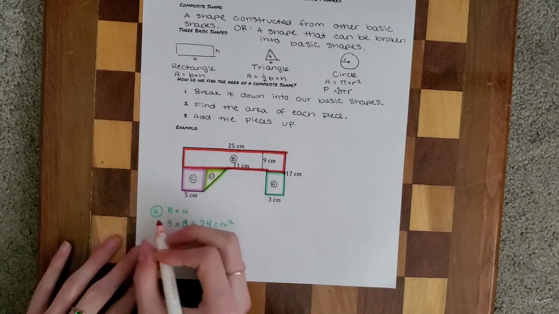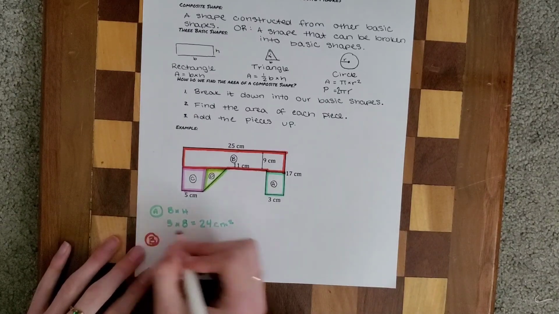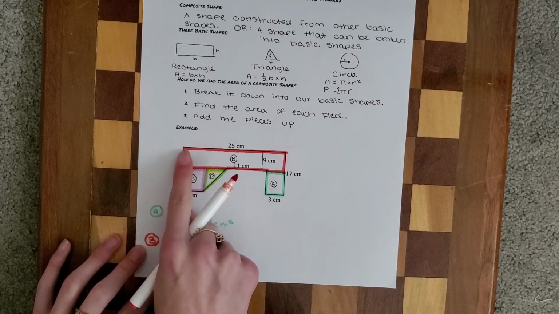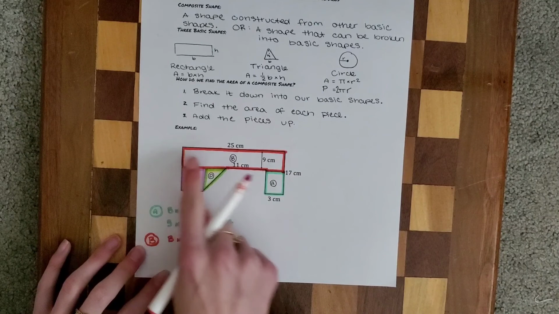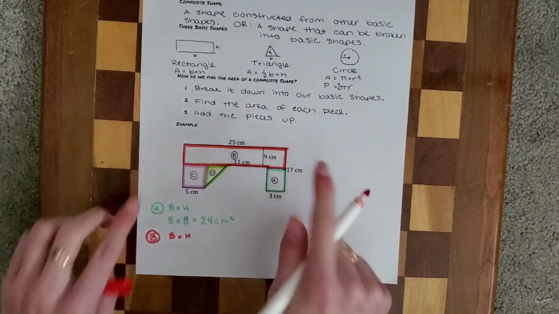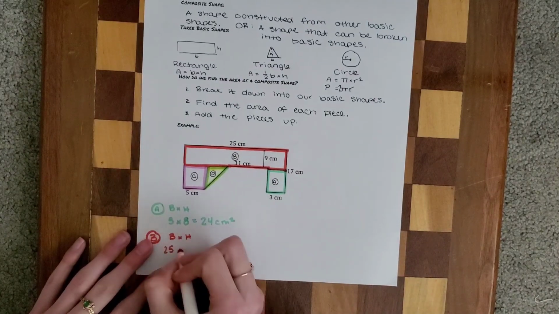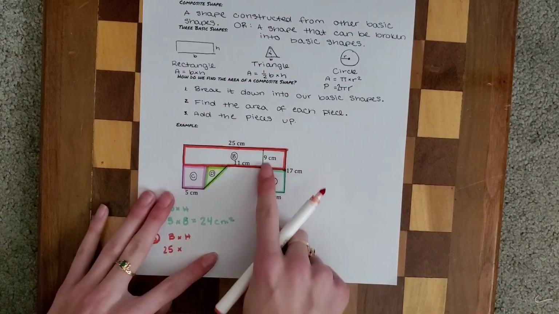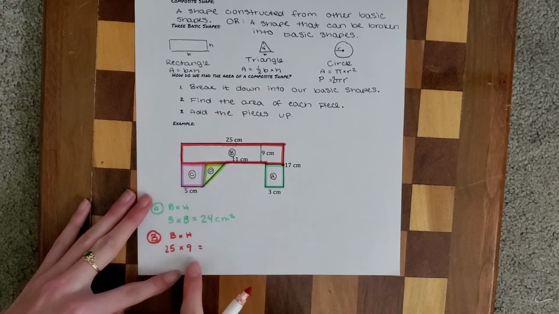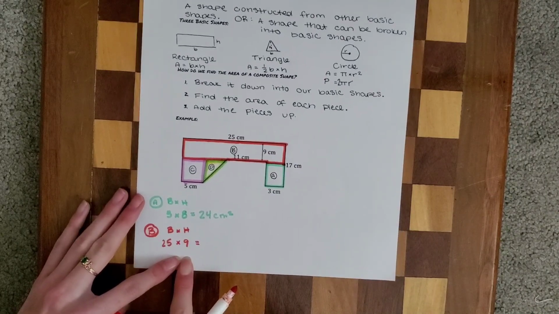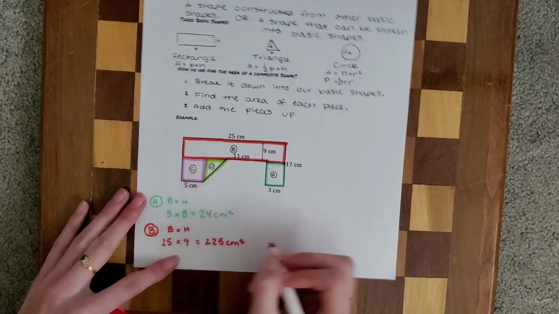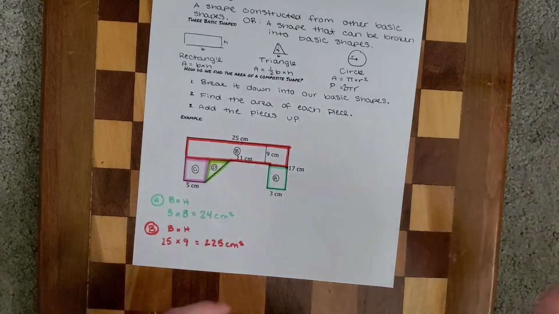Now we do piece B. And piece B also happens to be a rectangle. And so we're going to do base times height again. In this case, our base is 25 centimeters. Now pay attention, it's not 11 because this piece is 11, but the whole base is 25. So 25 centimeters times our height, which, as we saw earlier, is 9 centimeters. And so 25 times 9, if we break out our calculator or do it quickly by hand, we should get 225 centimeters squared.